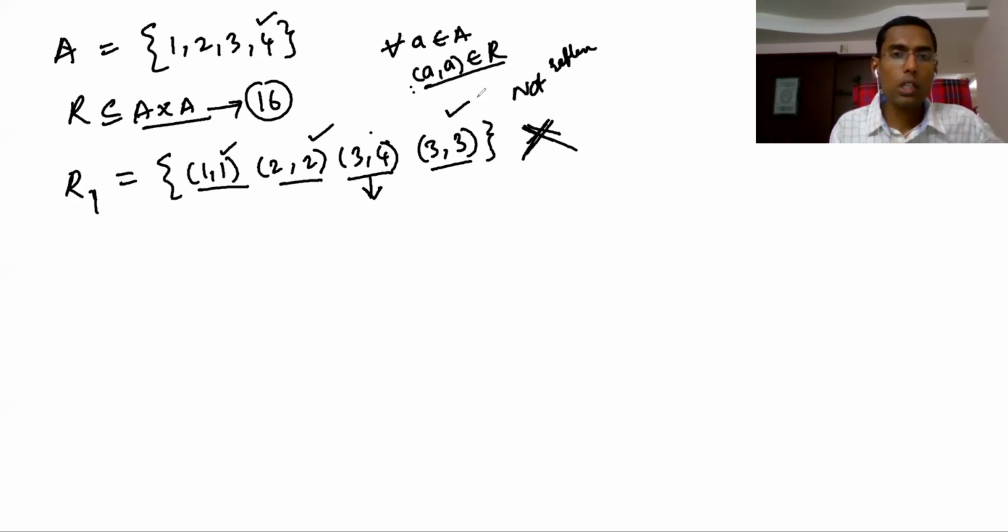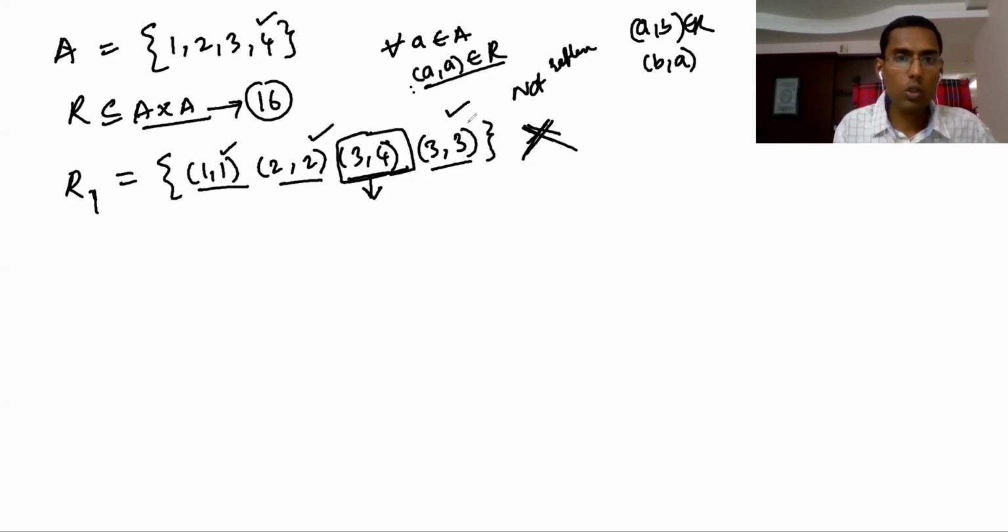Symmetric means if (a,b) is there, then (b,a) should be there. Here (a,b) is (3,4). If (3,4) is there in your relation, what should be there? (4,3) should be there. That's not there, therefore it's not symmetric.